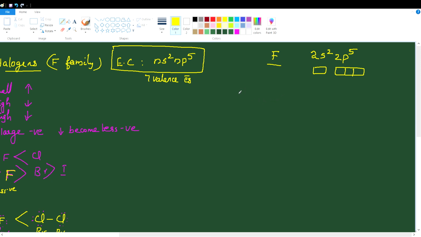Fluorine forms only one oxo acid, that is HOF, hypofluorous acid only. But other halogens form many oxo acids. The only oxo acid formed by fluorine is hypofluorous acid, also known as fluoric(I) acid.